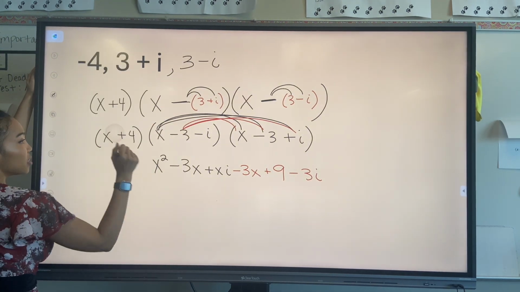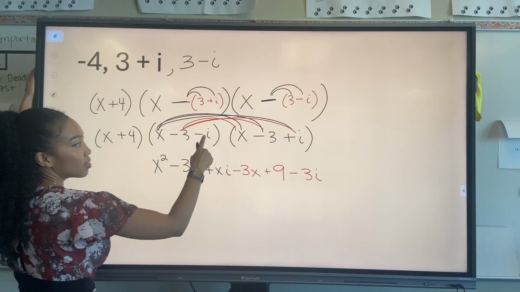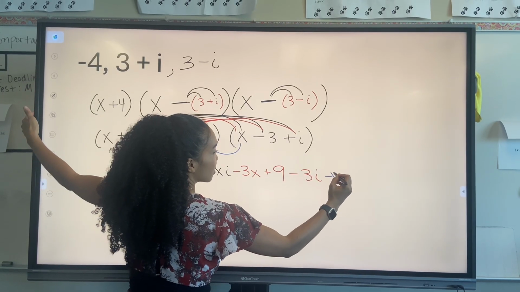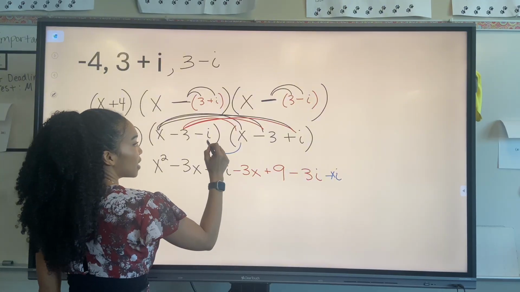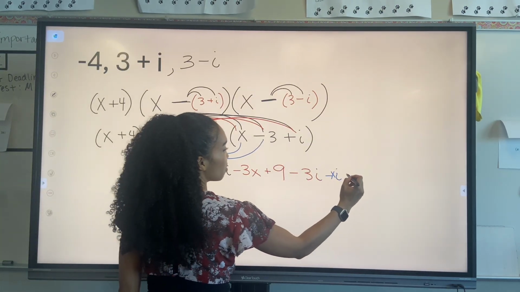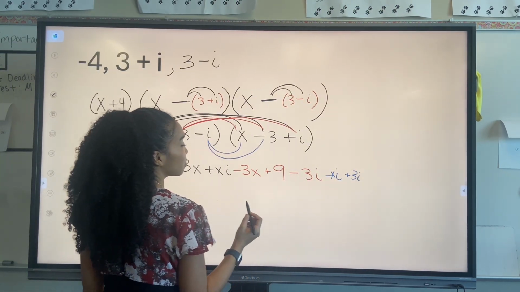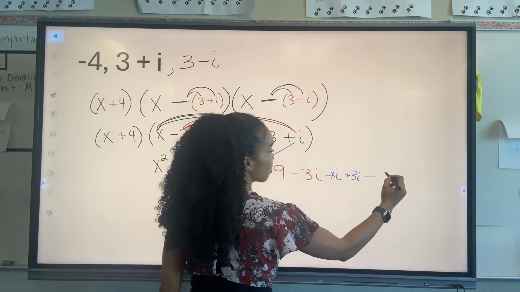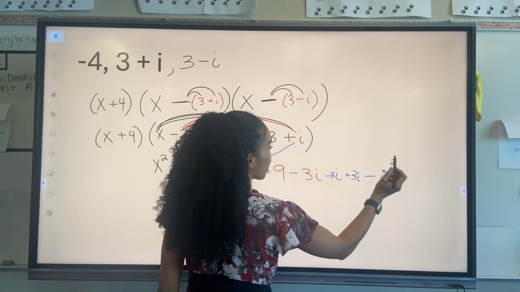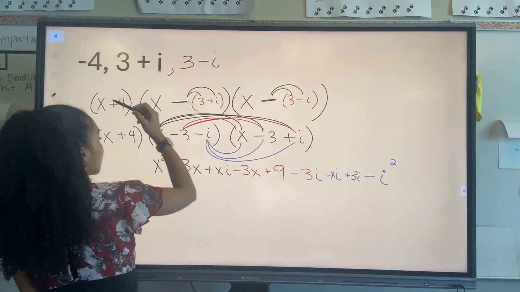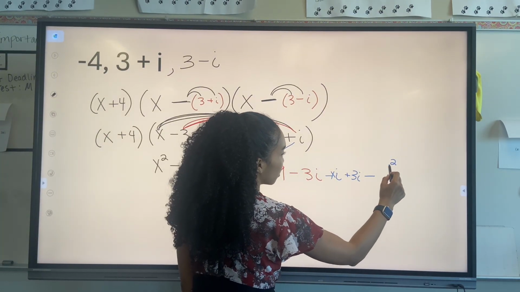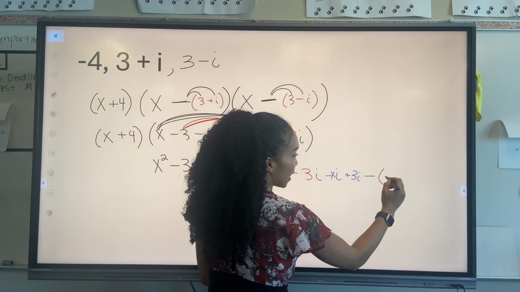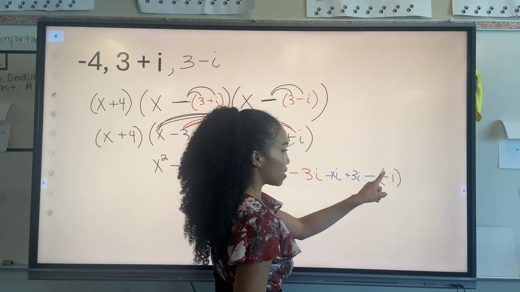Now we're going to move on to the last number. Negative i times x, negative xi. Negative i times negative 3, positive 3i. Negative i times a positive i is negative, and then i squared. Now, I can replace i squared with what? Negative 1. Don't erase that negative that was already there. I only erased the i squared.